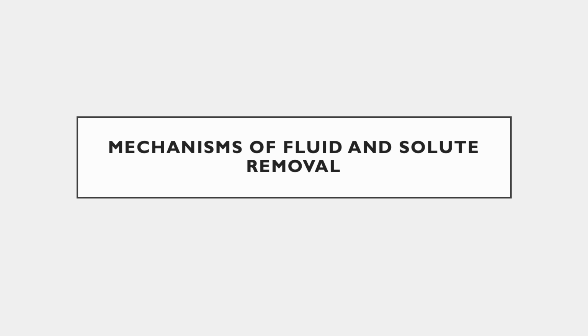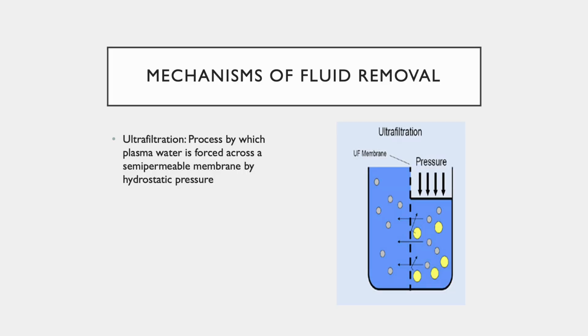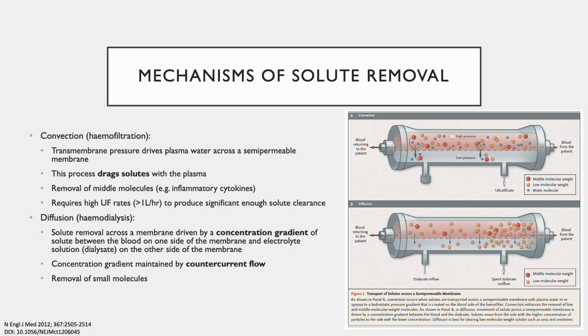Next we'll move on to the different mechanisms of fluid and solute removal. In terms of fluid removal, this is achieved through a process called ultrafiltration, where plasma water is forced across a semi-permeable membrane by hydrostatic pressure, and in the process, water is removed. In terms of solute removal, there are two main mechanisms, namely convection and diffusion, corresponding to the two renal replacement therapy strategies of hemofiltration and hemodialysis, respectively.